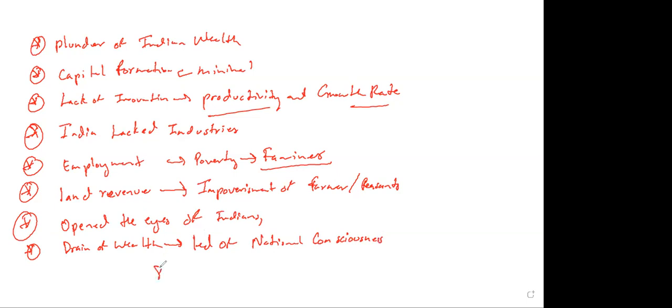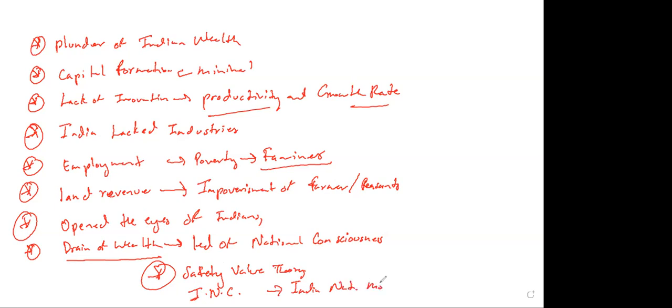And once national consciousness came in, the Britishers wanted to channelize the Indians because they didn't want another 1857 type of revolt. So they started to channelize the Indian energy into something called the safety valve theory, which we will see in later slides, and the establishment of the Indian National Congress. So this drain of wealth started the Indian national movement.